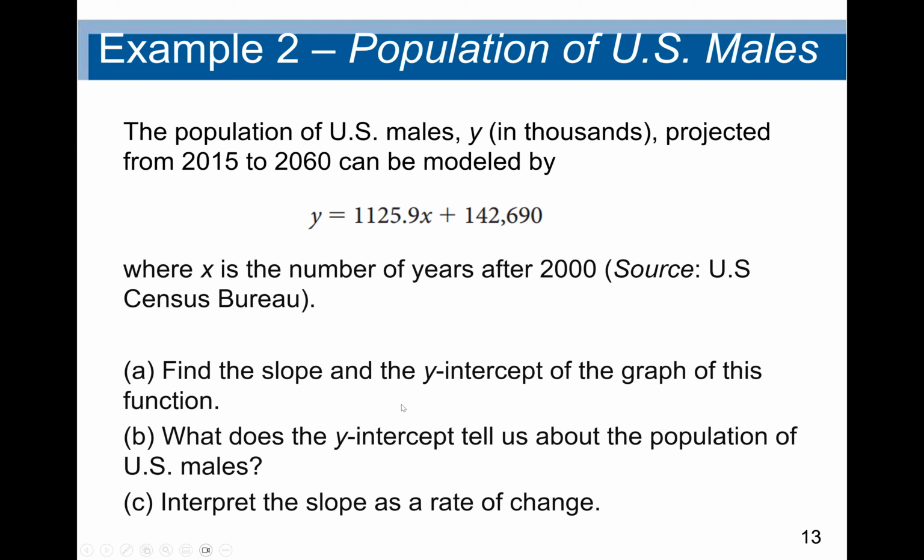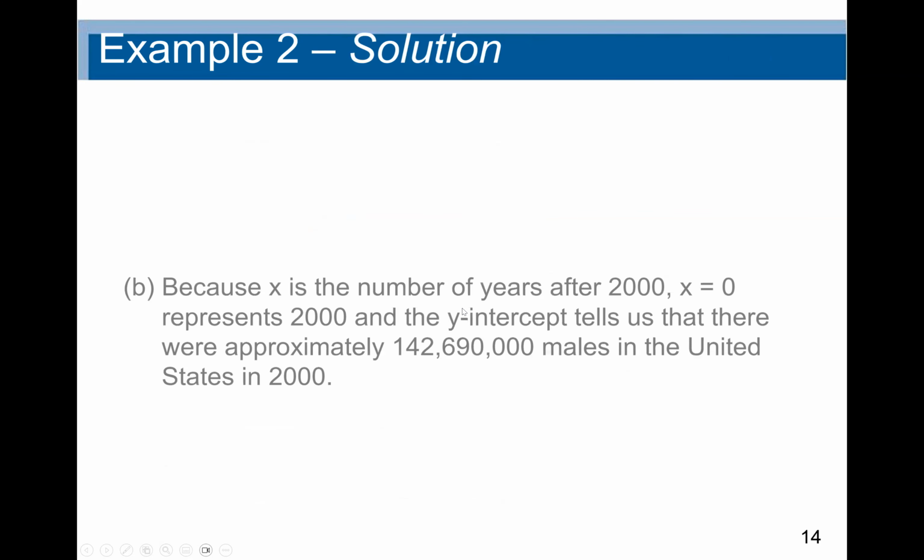Now we can find the slope. The slope is 112.59. Our slope is m in mx plus b. The y-intercept is 142,690. Next, they say, what does the y-intercept tell us about the population? We remember y-intercept means when x equals 0, which means at the beginning of 2000, that is the population. Then they say we should interpret the slope as a rate of change. So let's look at the solution in the next slide.